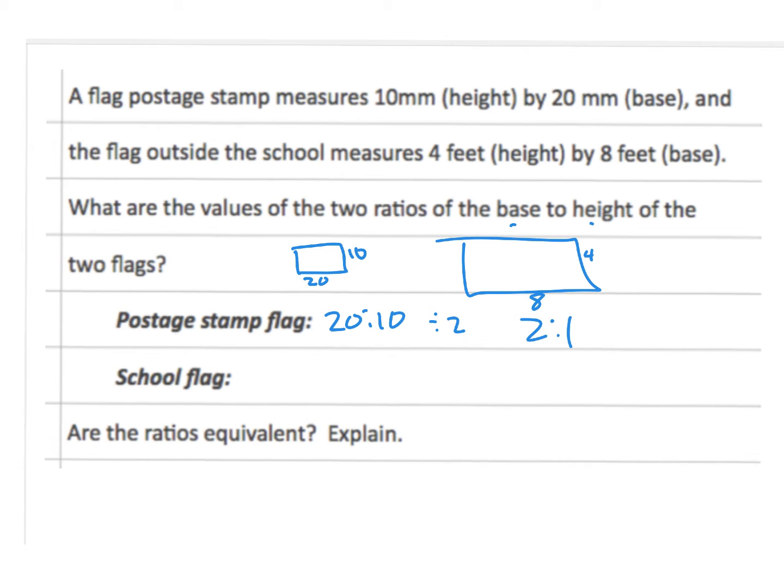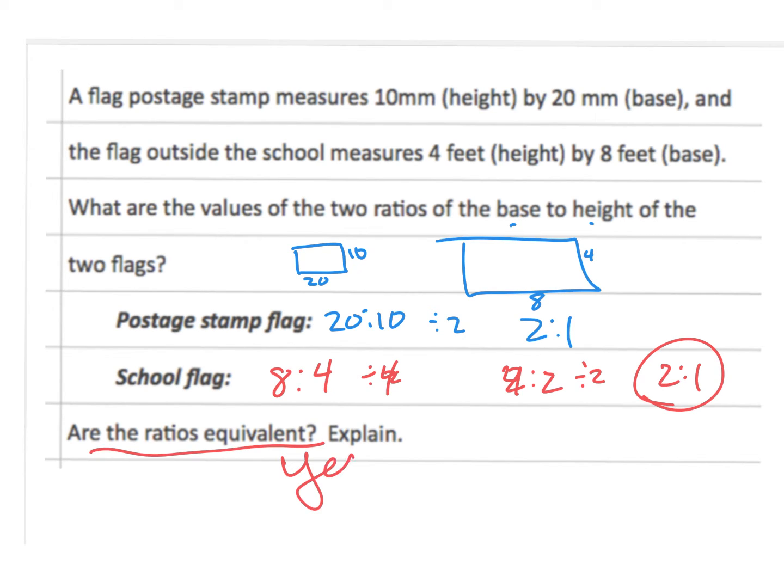Then I have the school flag. I'll do this one in red. That would be the base is 8 to the height 4. Again, divide by 2, that would give me 4 to 2. Divide by 2 again, that would give me 2 to 1. I should have divided by 4 right away, but that's okay. Still works. So that is also 2 to 1. Are they equivalent? Yes. Both of them equal 2 to 1 when taken down to its simplest ratio.